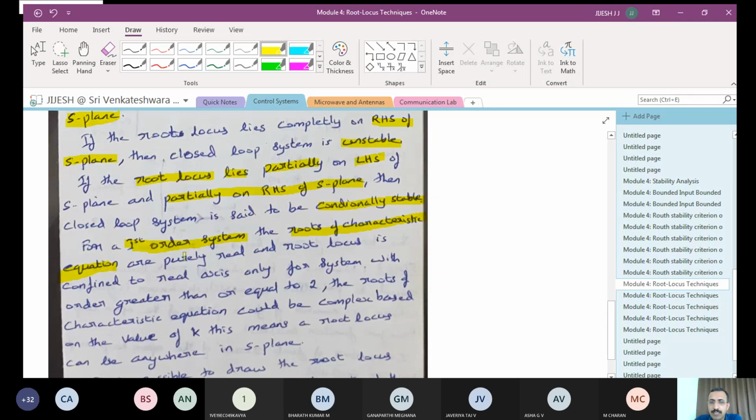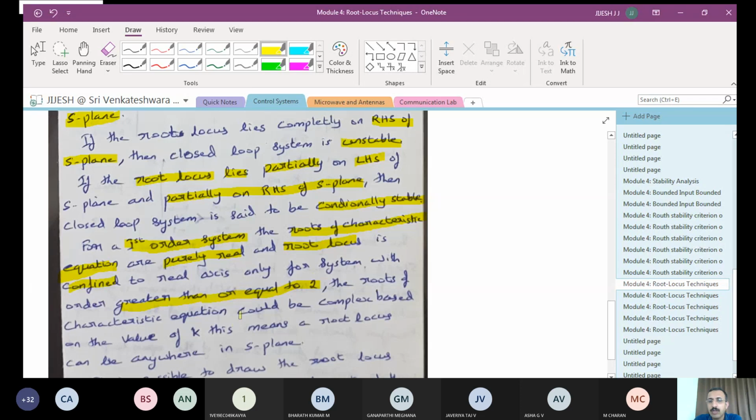So the roots of the characteristic equation are purely real, and the root locus is confined to the real axis only for the system with order greater than or equal to 2. This is also one point you can note down. For the first order, the roots of the characteristic equation are purely real, and the root locus is confined to the real axis only. For the system with order greater than or equal to 2, the order of the system has to be more than or equal to 2.